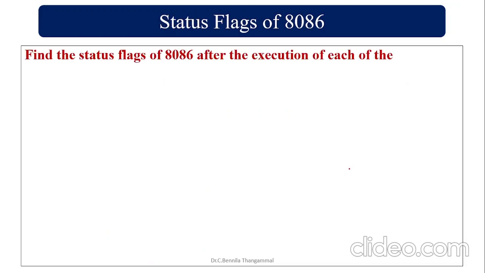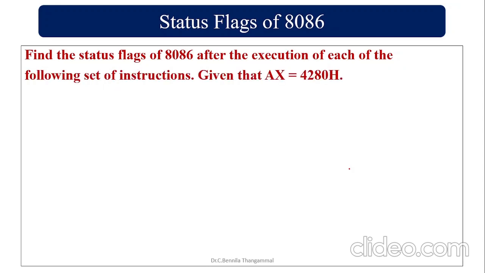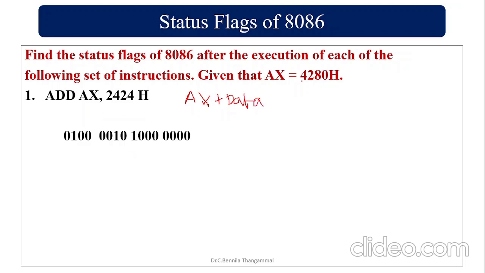Now you will see how to find the status flags of 8086 after the execution of the following instruction set. They have given AX as 4280, and the instruction ADD AX, 2424. In this one, the AX content will be added with the data given in the instruction, and then the result will be stored in your accumulator, that is the AX register.